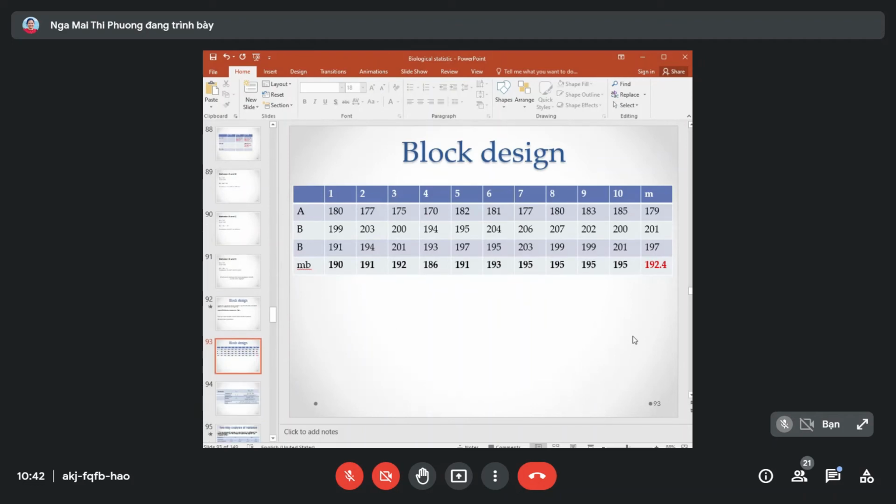So look at this. The data is the same as before. You have 10 observations for A and B and C. Oh, sorry, this one is C. And we have also the action of block. You have 10 blocks as well. Block 1, block 2, 3, up to 10. And you have the mean of block.